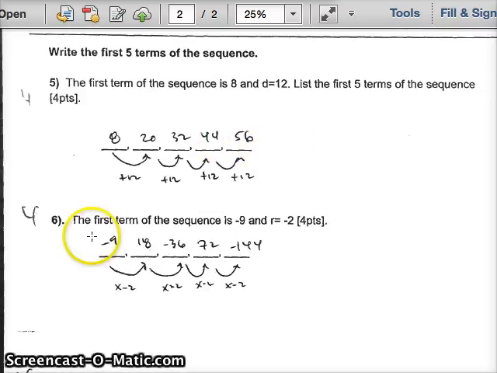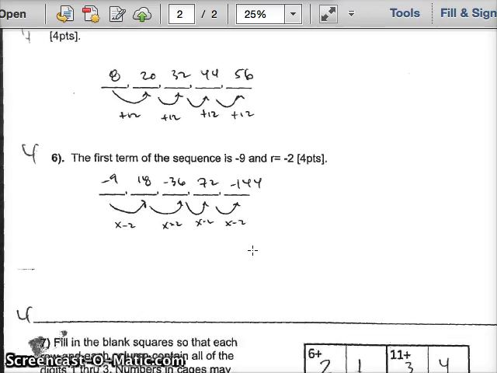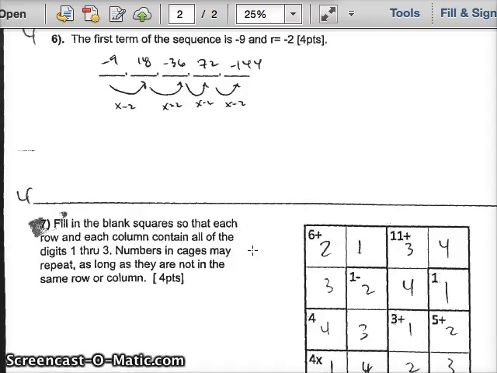Here it says the first term of the sequence is -9, and then it says R is equal to -2. Remember, R means geometric, which means you should multiply. Multiplying means multiplying by -2 for the first term. -9 times -2 is 18. 18 times -2 gives you -36. -36 times -2 gives you positive 72, and 72 times -2 is -144.